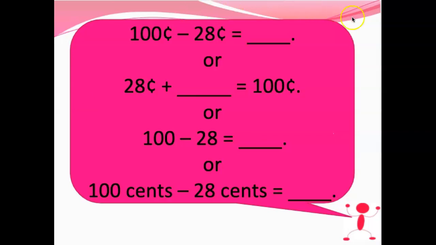You could have written any of these equations. So 100 cents, because that's your dollar, minus 28 equals blank. Or you could have started with 28 cents plus blank equals 100. Or you could have just written 100 minus 28 equals blank. Or 100 cents minus 28 cents equals blank. Any of these ways are great ways to solve this problem.